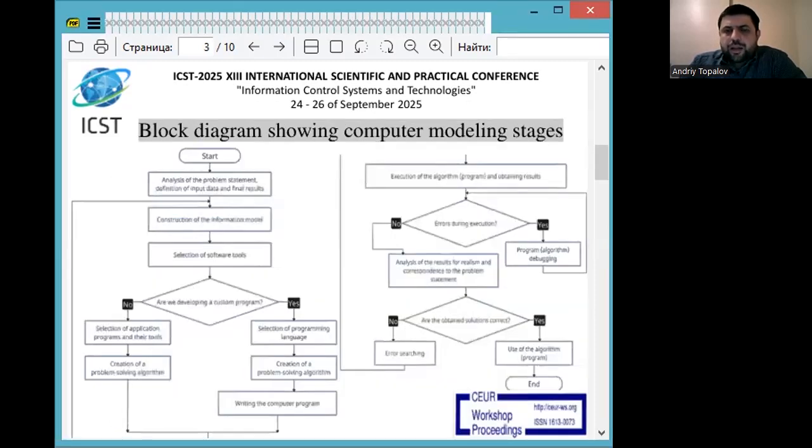Next slide, a block diagram showing computer modeling stages. A complete sequence from initial problem analysis toward final model application is demonstrated in the picture, which illustrates the methodological framework: problem statement, information model, construction, software tool selection, algorithm development, and result validation.